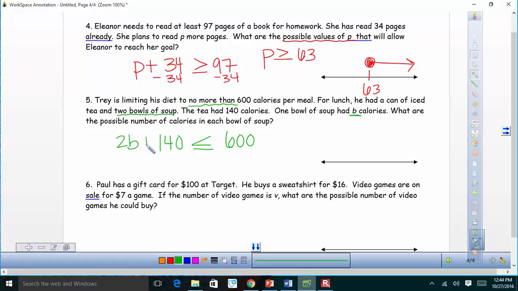2B plus 140 is greater than or equal to. Is less than or equal to 600. I had it right the first time. Okay, so from here we want to solve for b, so we subtract 140. That gives me 2b is less than or equal to 460. And b is less than or equal to 230.